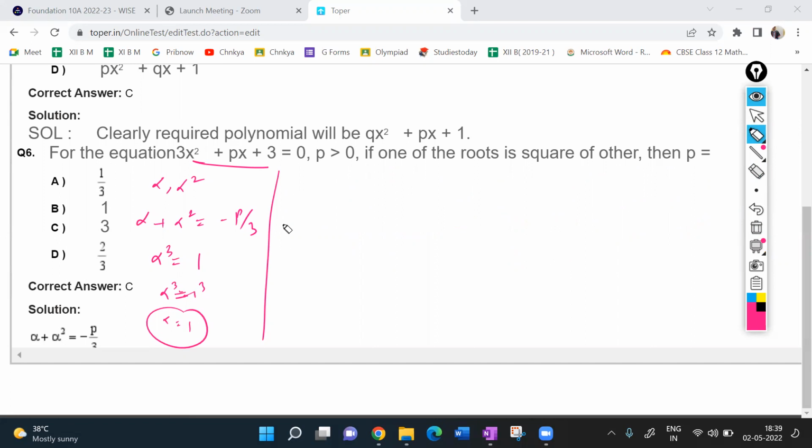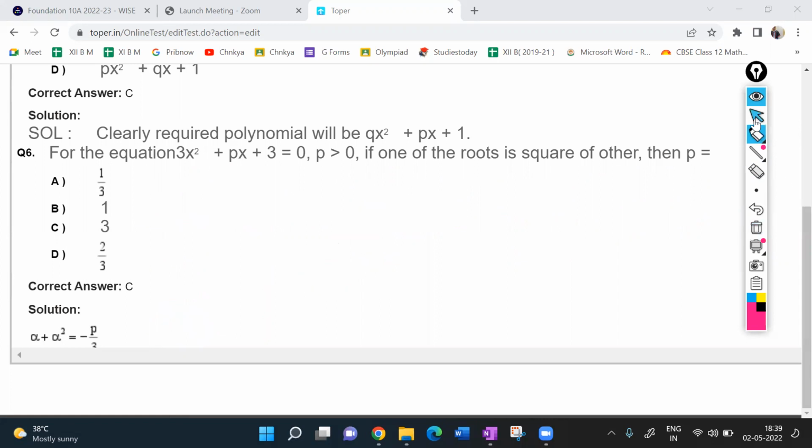Substituting alpha here, we got the alpha value. Substituting here, 1 plus 1 is equal to minus 3 by 3. P should be minus 6 actually. Nothing wrong with that. Okay, no problem, beta. Clear. Okay, it's fine. I'll remove the question or we'll just give the marks. No problem.